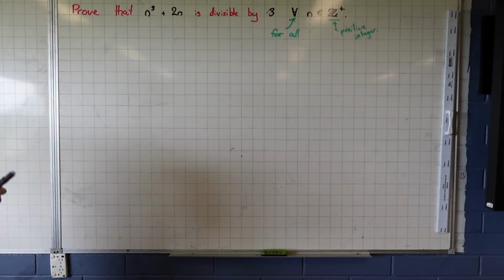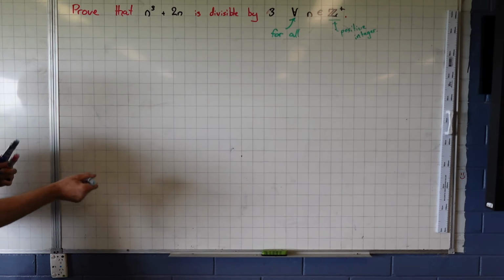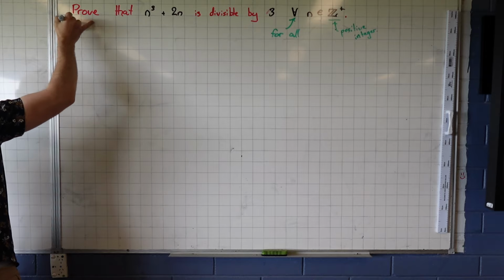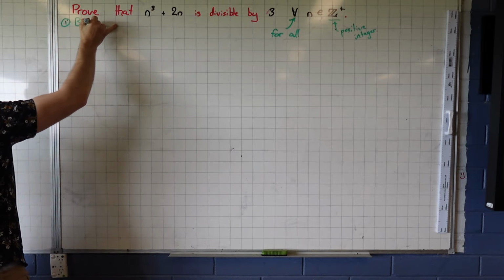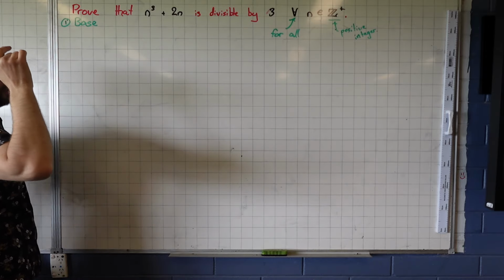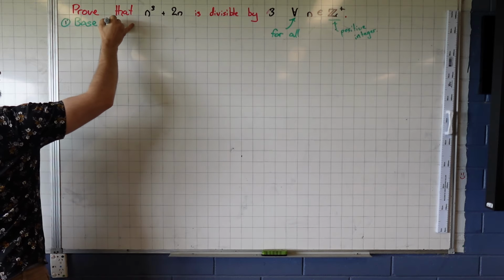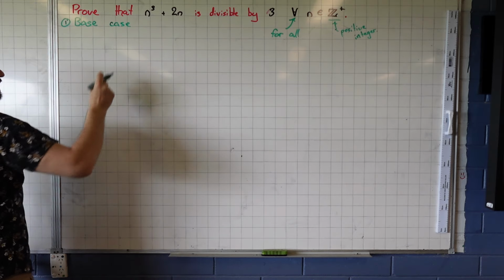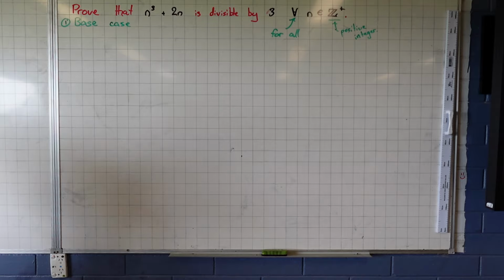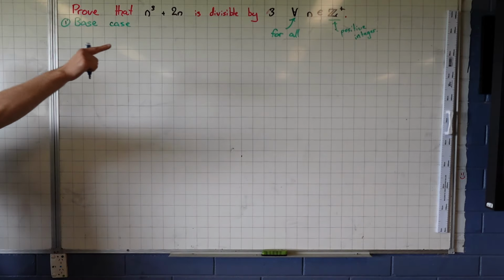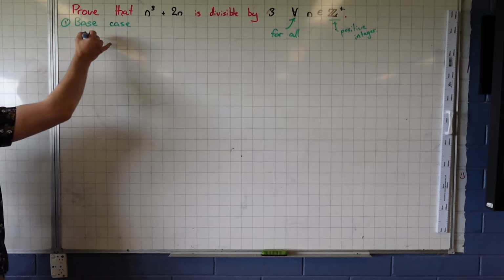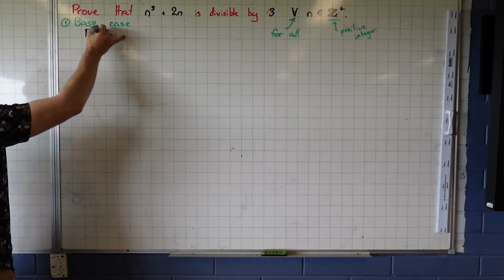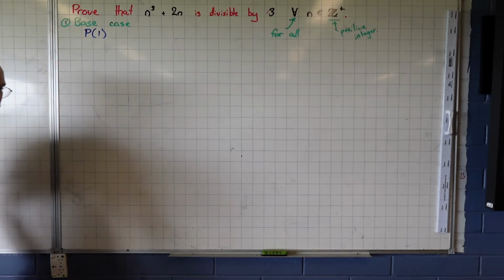Okay, so we want to prove this. What method do we want to use to prove? Proof by induction, mathematical induction. Whenever we're doing mathematical induction, what case do we start with? The base case, being the first term in our sequence. In this case, because we're starting at positive integers, it's got to be P of 1. So this is the notation we use for stage 1.